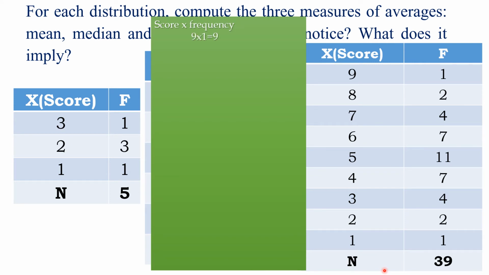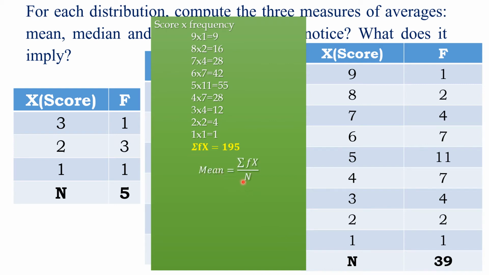Multiply score to the frequency, that is 9 times 1, so on and so forth up to 1 times 1. Then add them up. We have 195 as the summation of f of x. Then using the same formula, by substitution, we have 195 divided by 39, that is equal to 5, which is the value of the mean. And for the median, let's locate the middlemost score, which is 5. And for the mode, let's locate the highest number of frequency, which is 11, and its corresponding score is 5. Therefore, the mode is also equal to 5.